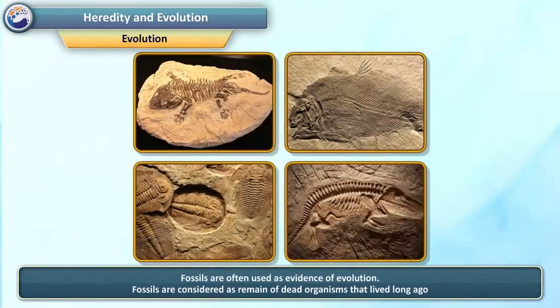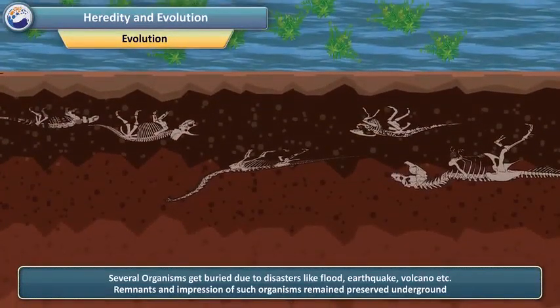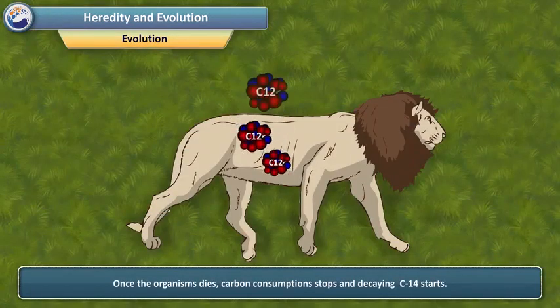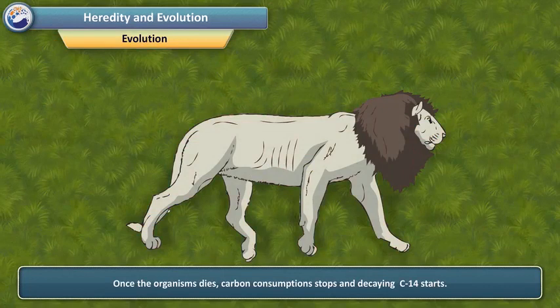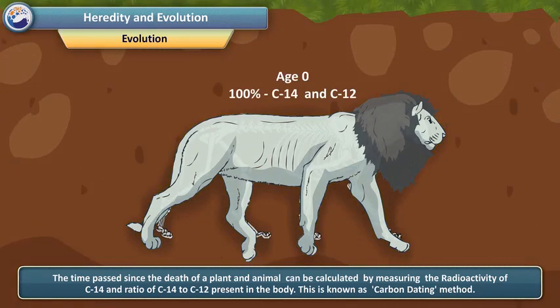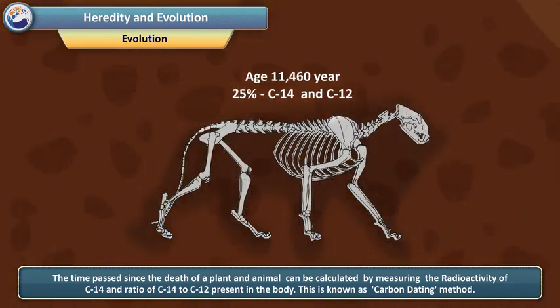Fossils are often used as evidence of evolution. Fossils are considered as remains of dead organisms that lived long ago. Several organisms get buried due to disasters like flood, earthquake, volcano, etc. Remnants and impressions of such organisms remain preserved underground. Once the organism dies, carbon consumption stops and decaying process of C14 starts. The time passed since the death of a plant or animal can be calculated by measuring the radioactivity of C14 and ratio of C14 to C12 present in their body. This is known as carbon dating method. This method is used in paleontology and anthropology for determining the age of human fossils.